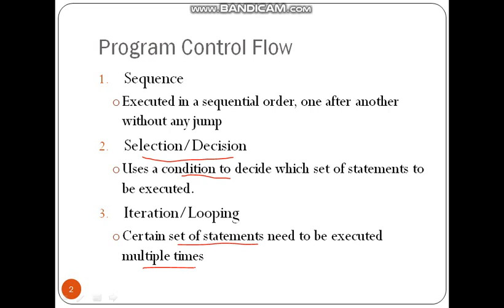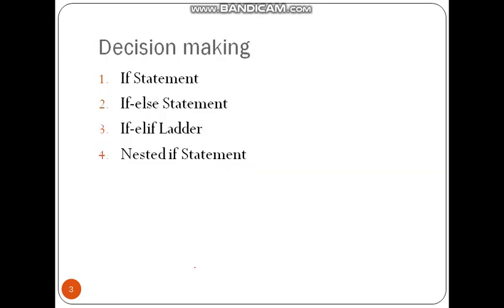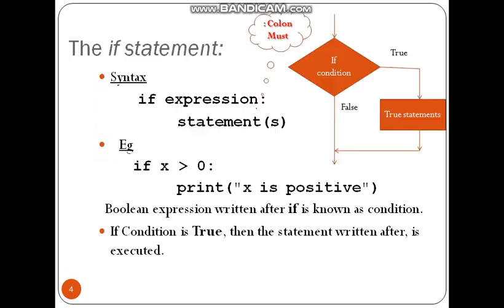Let's see the selection or decision making statements. There are four forms of these statements. The simple if. Then if else, that means there is a true part and also a false part. Then the if else ladder, that means multiple conditions are checked and based on that we are doing the program. Then nested if, meaning within one if another if is coming. So these are the decision making statements. Let's see one by one. Now let's start with the simple if.